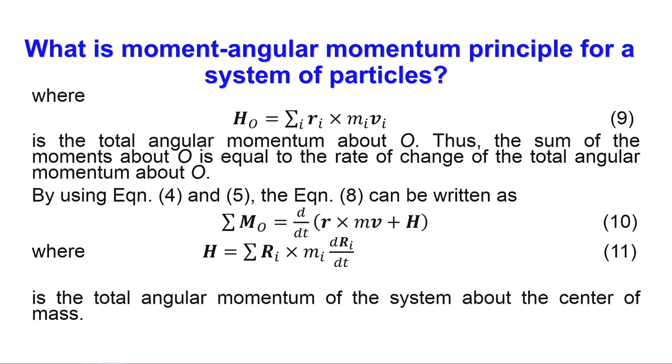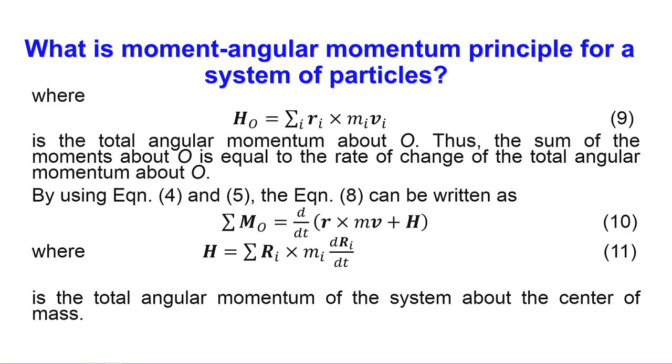Now, the significance of this is two things. This total left side is the total moment about the point O. The right side actually has two parts we can see: r cross m v and H. This r cross m v is the angular momentum of the center of mass about the center of mass, and the second part is H equals sigma r_i cross m_i v_i.